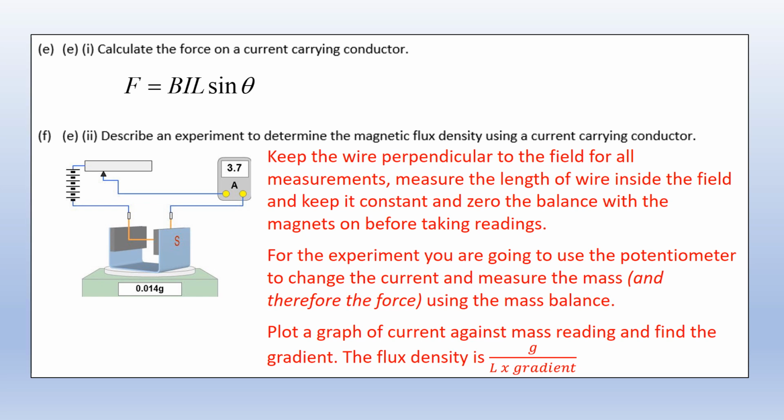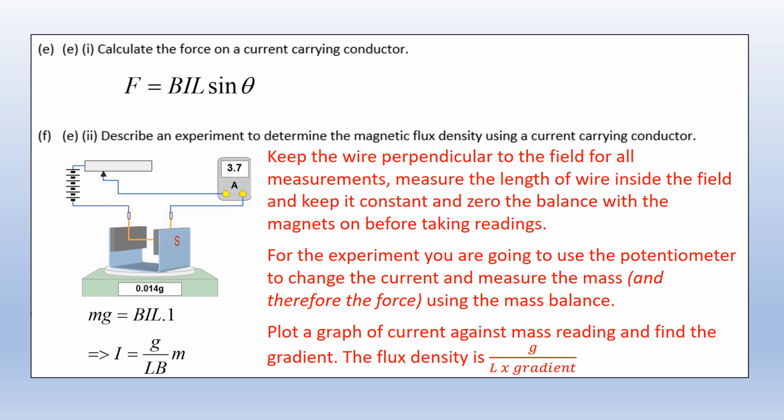Then I put the magnetic field on a balance and zero it, so it reads 0 when the current is switched off. Then I'm going to turn on the circuit and use the potentiometer to change the current in the circuit, and use the mass balance as a way of measuring the force in the setup. I'm going to plot a graph of current against mass and find the gradient, and the flux density is going to be G, so 9.81, divided by the length inside the field, which I measured earlier, times the gradient.